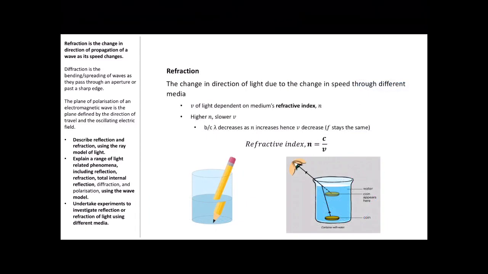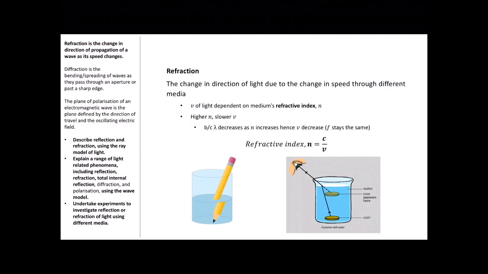Refraction is the change in direction of light due to the change in speed through different media. The speed of light is dependent on a medium's refractive index, which is represented with an n. If a medium has a higher n, so a higher refractive index, then the speed of light is going to be slower in this medium. This is because the wavelength of light decreases as the refractive index increases. Therefore, the velocity of light will decrease.